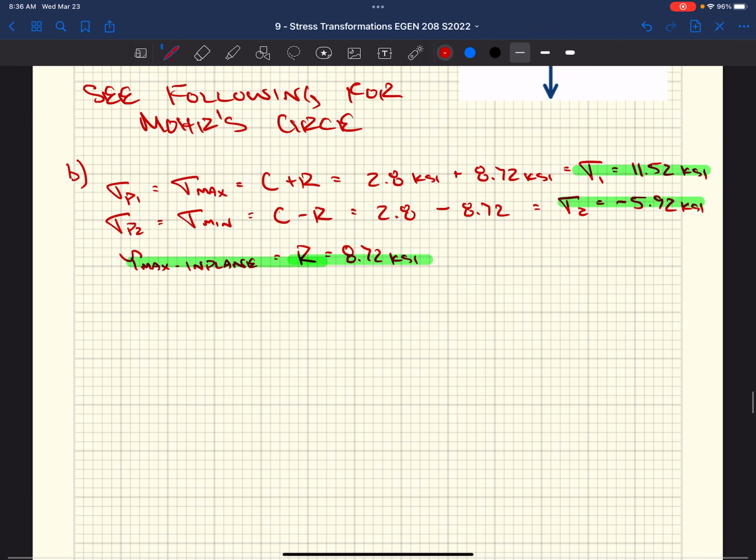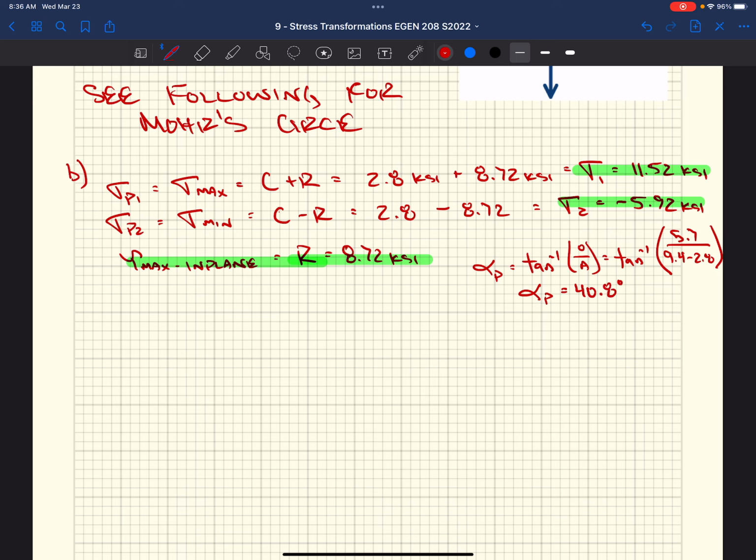Now we're going to figure out our alpha. I'm going to call this alpha p, or the orientation for our principal stresses. We're going to say that equals the inverse tangent of the opposite over the adjacent, or the inverse tangent if we plug things in. We said that the opposite was just the y coordinate of our y point, and then our x or our adjacent is the x coordinate of our y point minus the center, 2.8. We get an alpha p equal to 40.8 degrees.